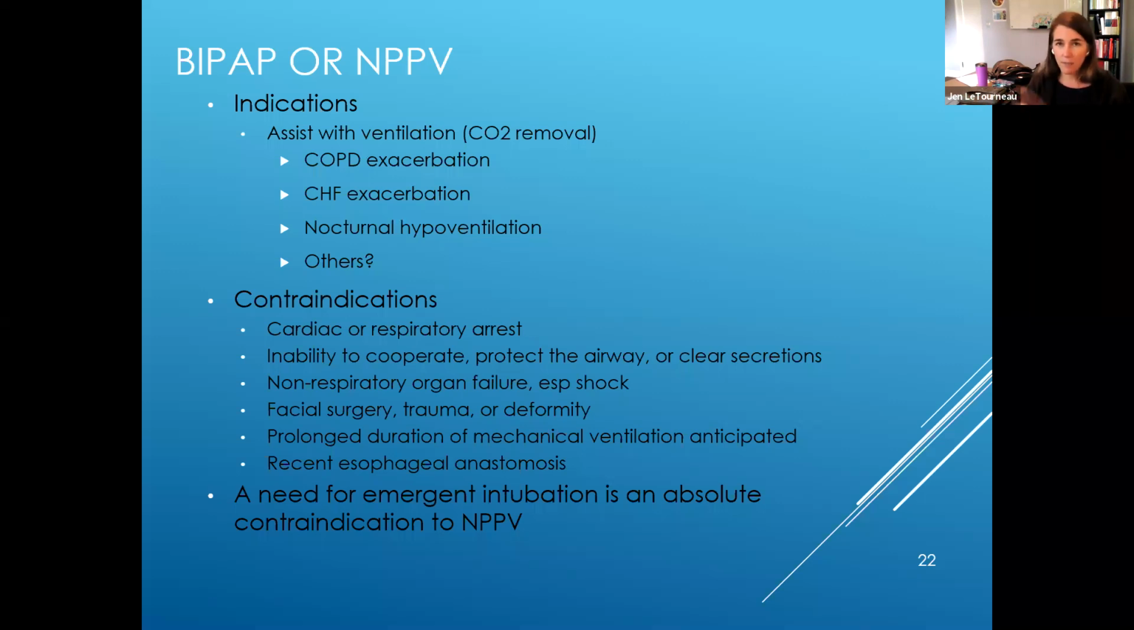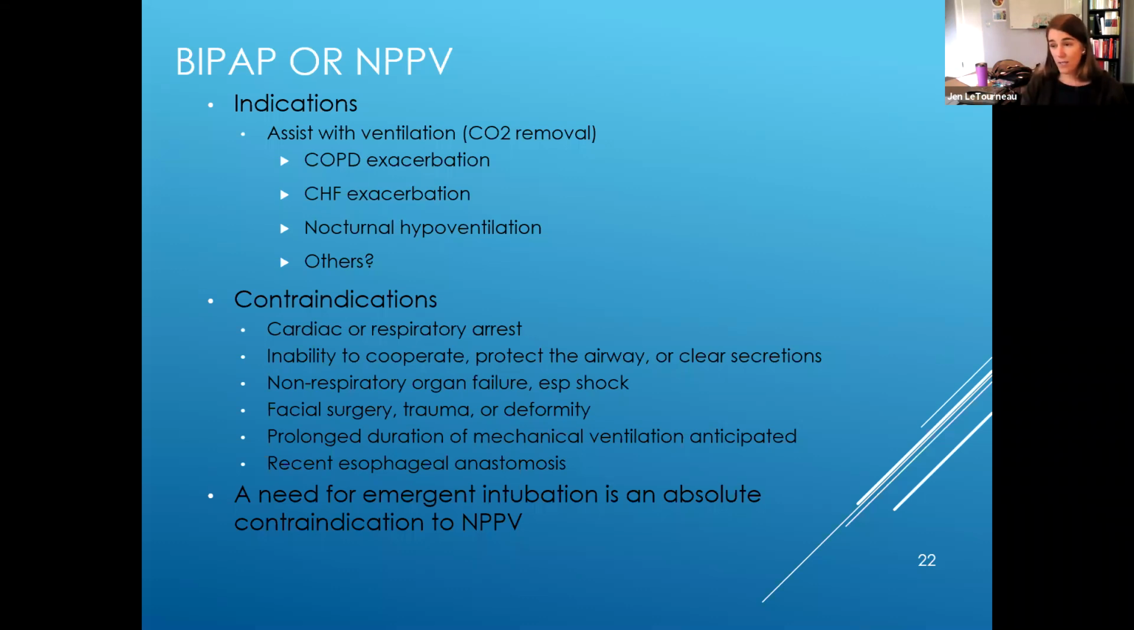Very helpful in COPD exacerbation. Many studies have demonstrated that this is probably the best way to go in COPD exacerbation, as long as people don't have contraindications. Also very helpful for CHF exacerbation, and of course, nocturnal hypoventilation, which all of you are familiar with, and obesity hypoventilation.